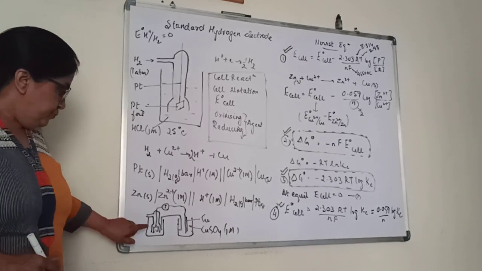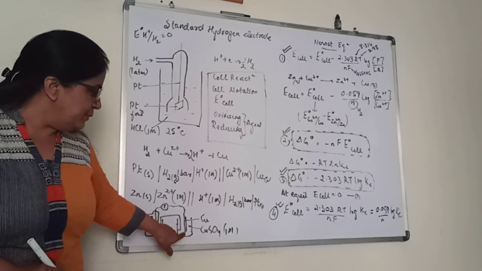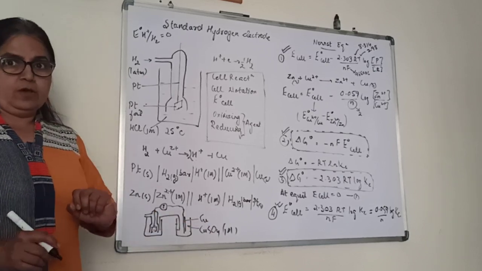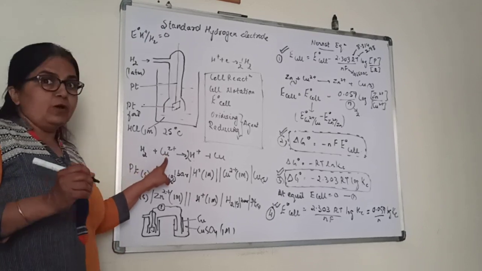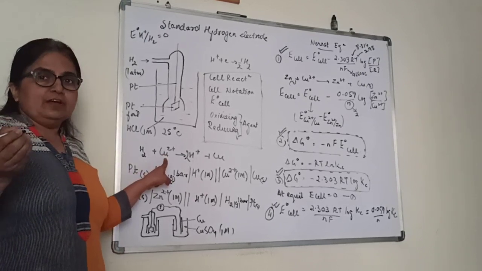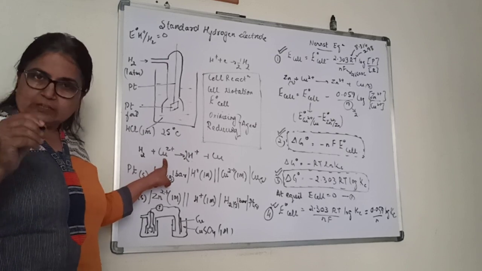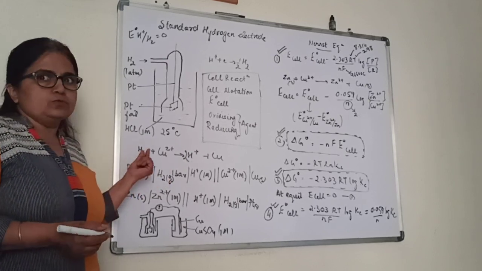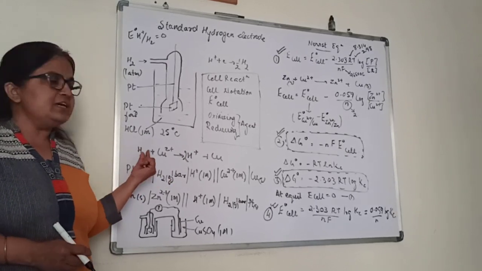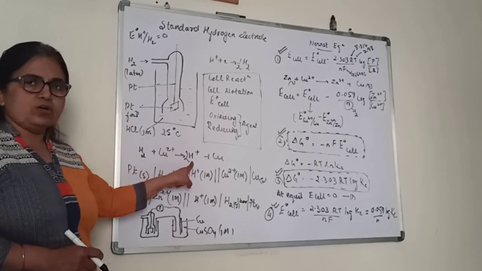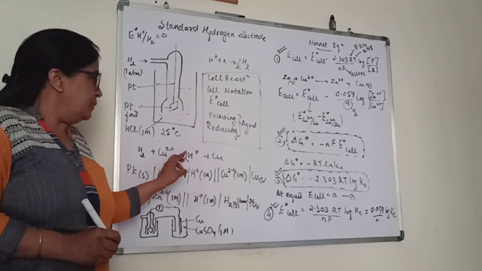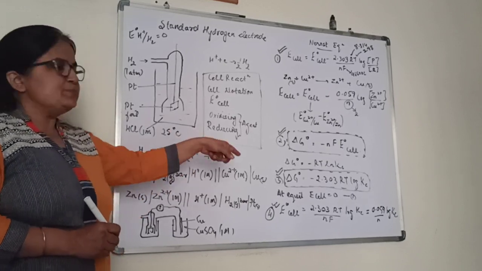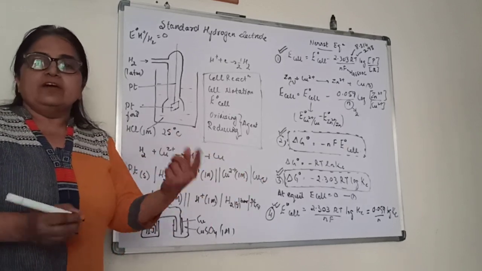Now if hydrogen was coupled with copper, what will be the cell reaction in that case? Copper, because it is more positive, acts as the cathode. Hydrogen is 0, so hydrogen will act as the anode in this case. Hydrogen is undergoing oxidation. From 0 the oxidation number has become plus 1. Copper from 2 has become 0, so that is undergoing reduction.